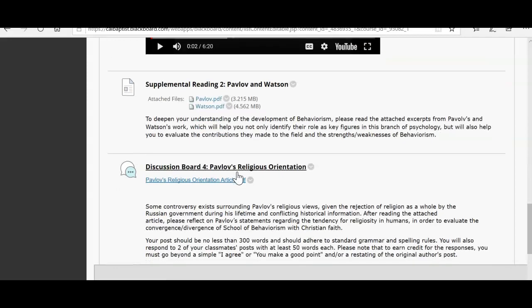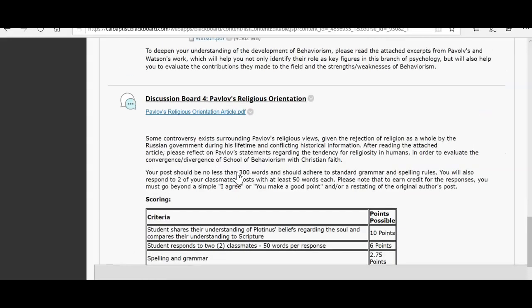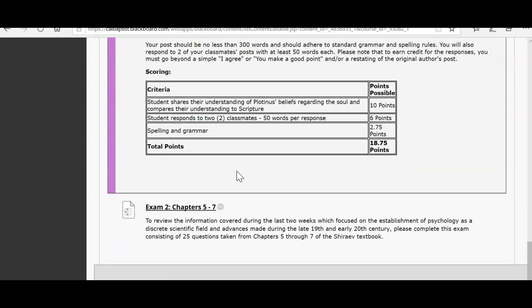You'll also have some supplemental reading on Pavlov and Watson, just to deepen your understanding of behaviorism and the concepts, ideas, and theories that Pavlov and Watson developed. You'll have your discussion number 4, and this will be on the Pavlov religious orientation article. So it'll be basically your thoughts and just things surrounding this article. And then you will have your exam for chapter 2.